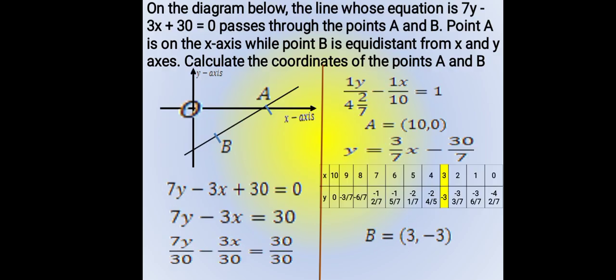On the diagram below, the line whose equation is 7y minus 3x plus 30 is equal to 0 passes through points A and B. Point A is on the x-axis, while point B is equidistant from the x and y-axis. Calculate the coordinates of points A and B.